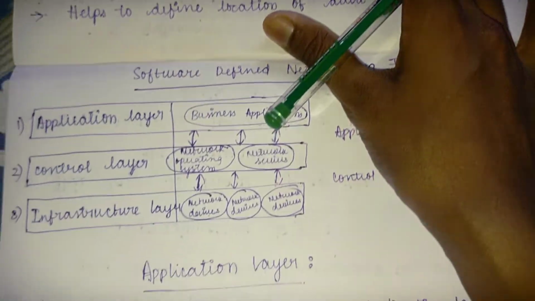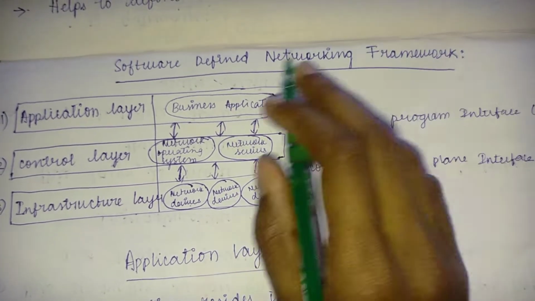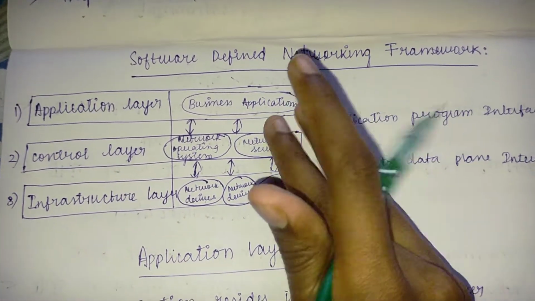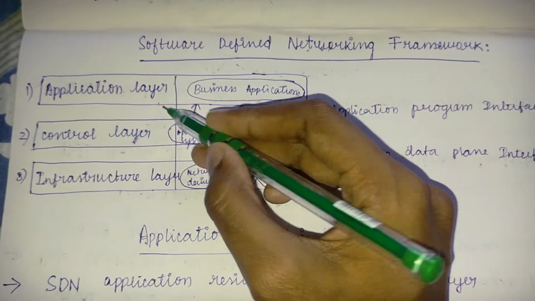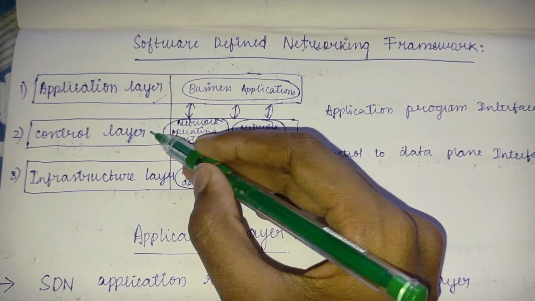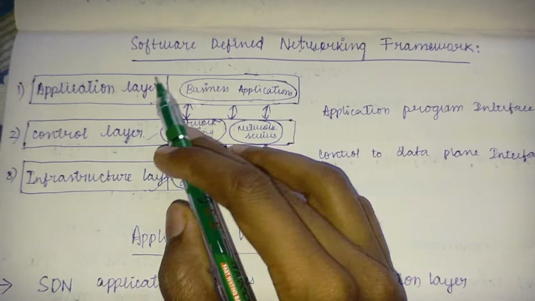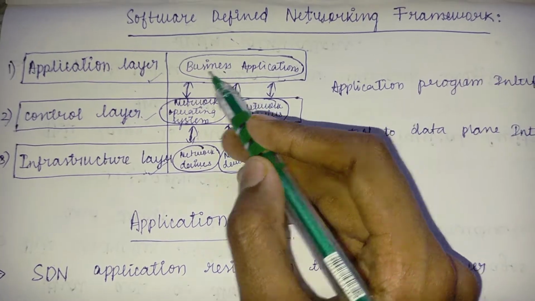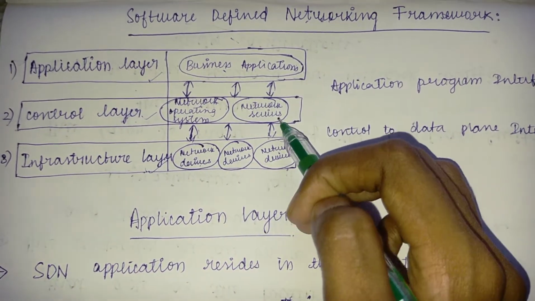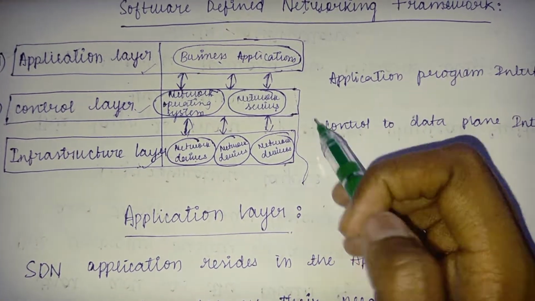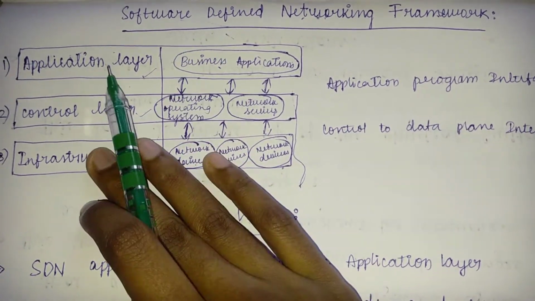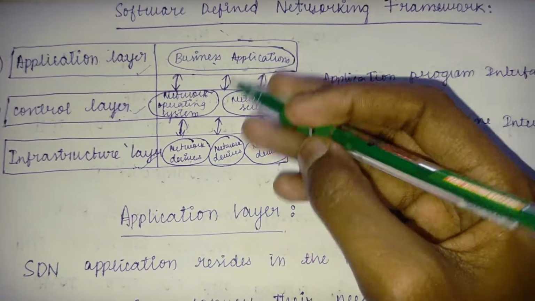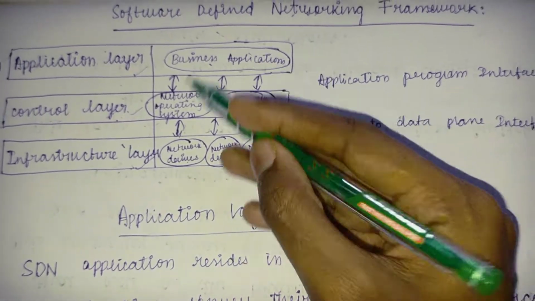Now the next one is the software defined networking framework. SDN, software defined networking, is also called the SDN framework. The SDN framework is divided into three layers: first one is the application layer, second one is the control layer, third one is the infrastructure layer. Application layer is business application, control layer is networking operating system and networking services. You just have to remember these three layers so that you can write them in the exam clearly. While explaining the definitions, I'll explain what exactly these are.